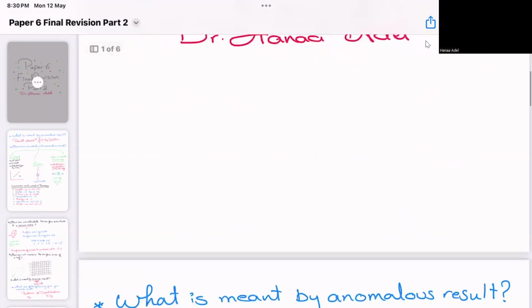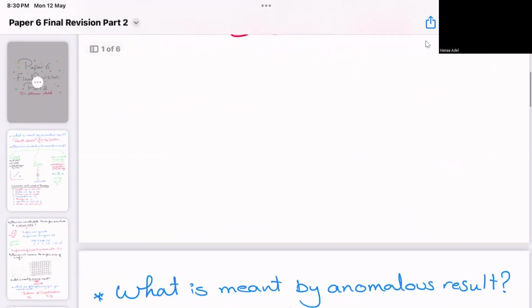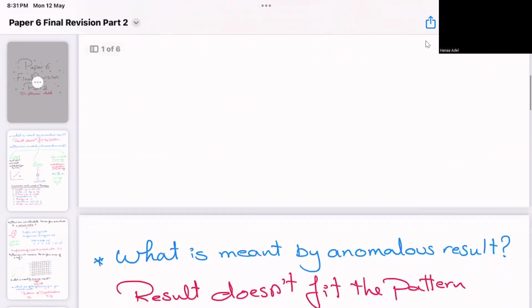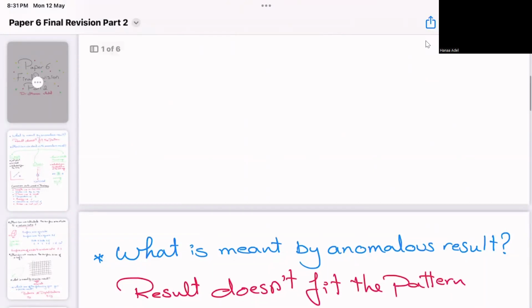The first question is, what's meant by anomalous result? When I'm asked what's meant by anomalous result, it is the result that does not fit the pattern. What does it mean, result does not fit the pattern? For example, if we have 1, 2, 3, 1, 15, 1, 2, which one of them is the odd one in between? It is 15, as it does not fit the pattern.